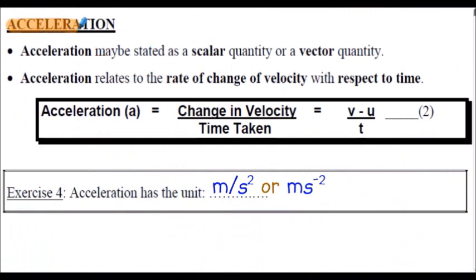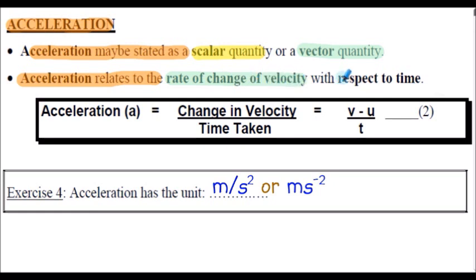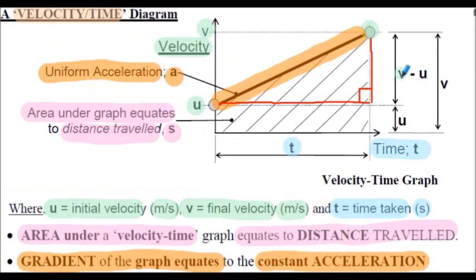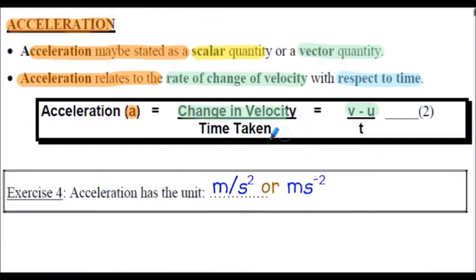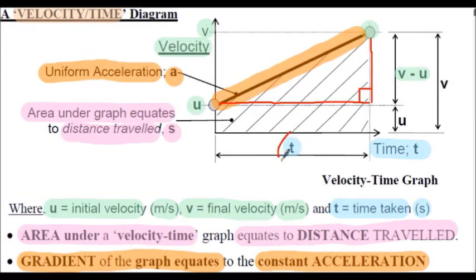Note that acceleration may be stated as a scalar quantity or a vector quantity. Acceleration relates to the rate of change of velocity with respect to time. So acceleration, symbol lowercase a, is the change in velocity, v minus u in symbol form, shown here on our diagram, divided by the time taken, lowercase t, shown here on our diagram. So essentially we're finding the gradient of this right-angled triangle in this particular case.